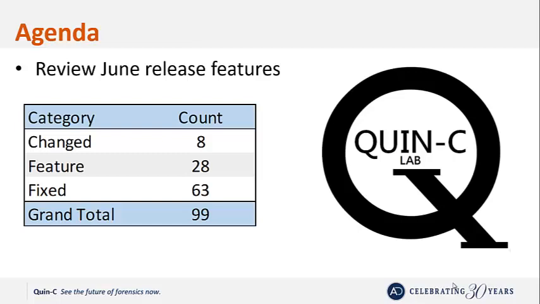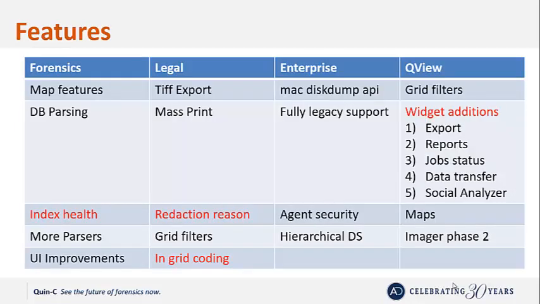On an overview side, you can see the counts in front of you. We had 8 changes, 28 new features, and 63 fixes. On the feature side, the ones of note are listed in front of you. We've done our best to divide them into their relevant disciplines, but of course, many of them are cross-discipline relevant. Nonetheless, let's talk about the forensics ones.